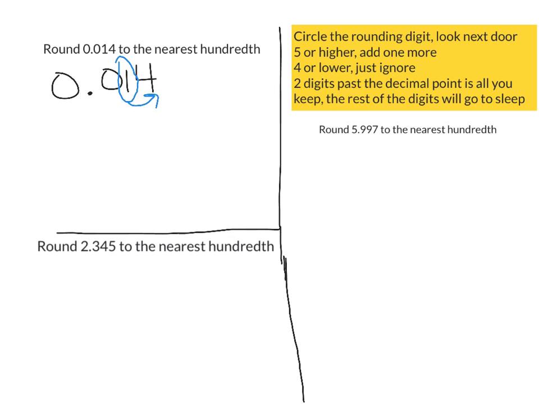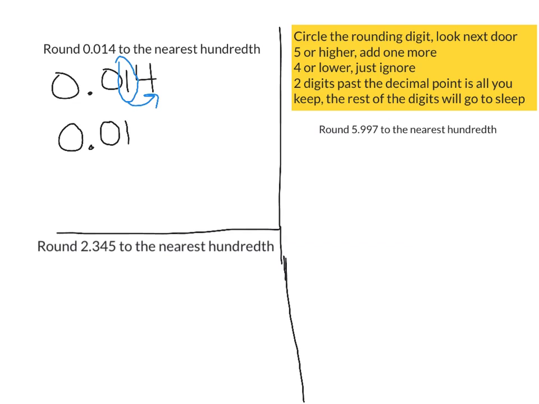Because 2 digits past the decimal point is all we're going to keep, that means that 14 thousandths rounded to the nearest hundredth, keep the 0, our decimal point, our first digit, and our second digit. So 14 thousandths would round to 1/100th.